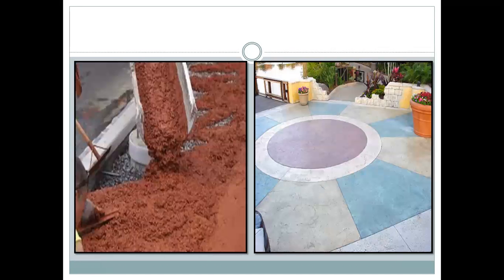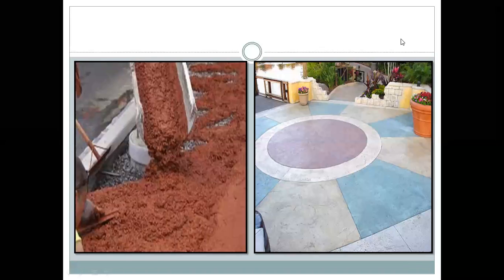So like this, colored concrete is also prepared. The surface will look in a different color. And also the colored cement can be used. The colored paints and pigments are used to change the color of the cement. So this is about the colored finish of the concrete surfaces.